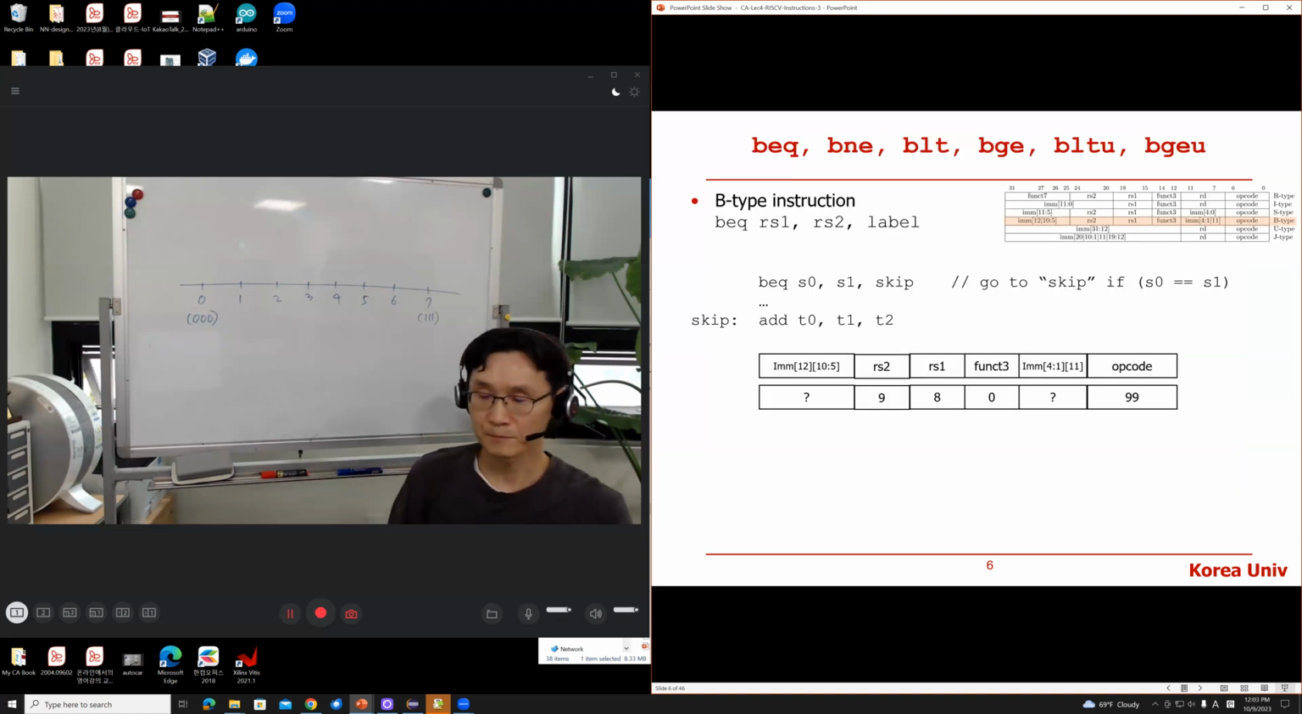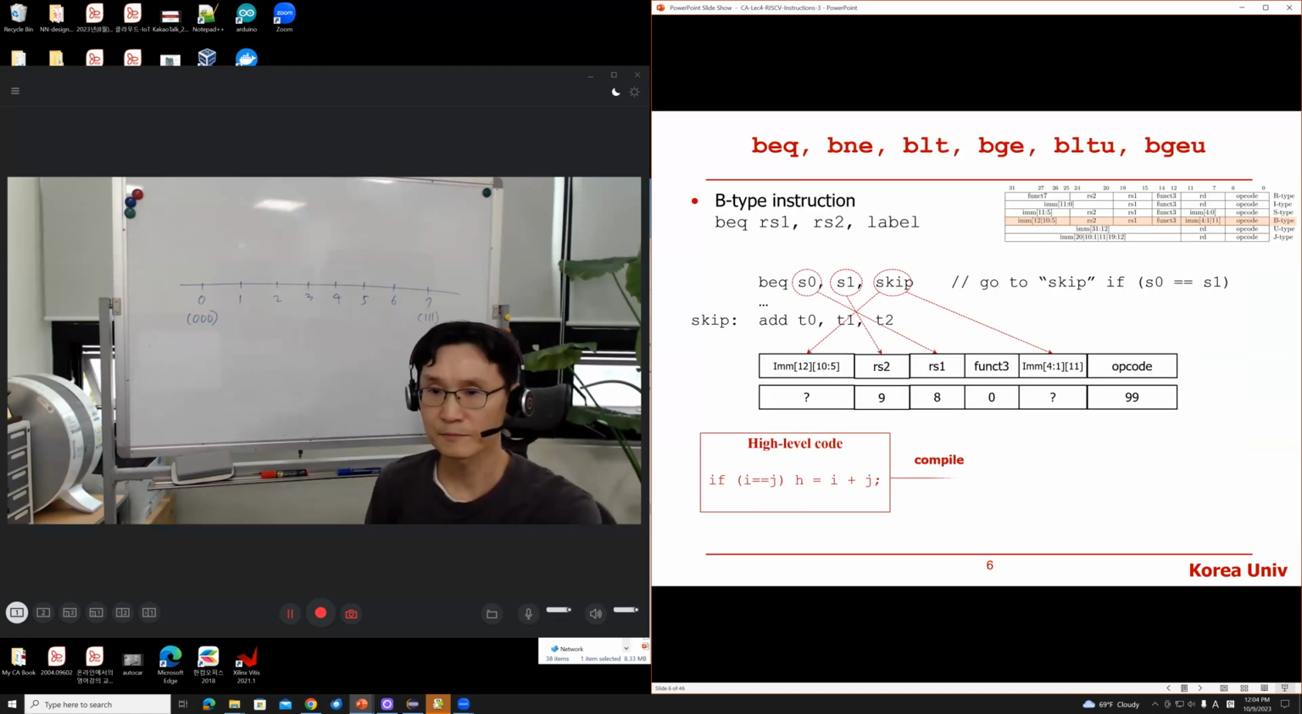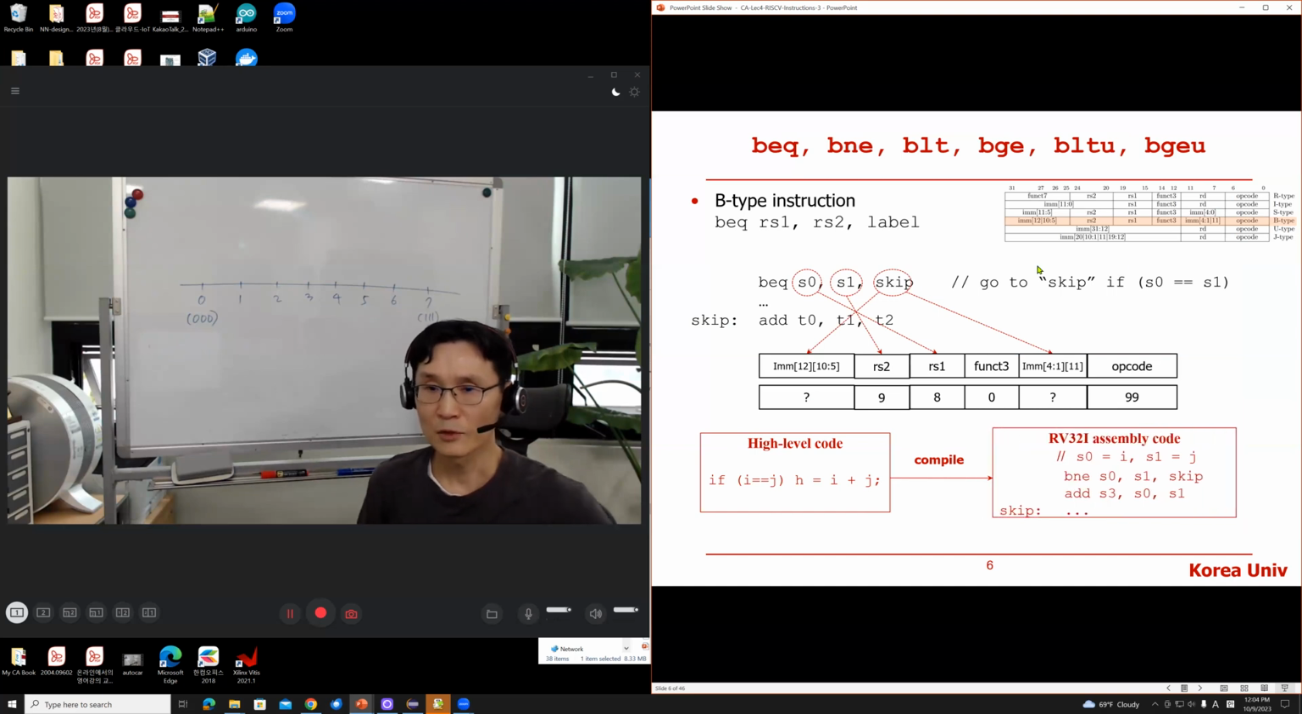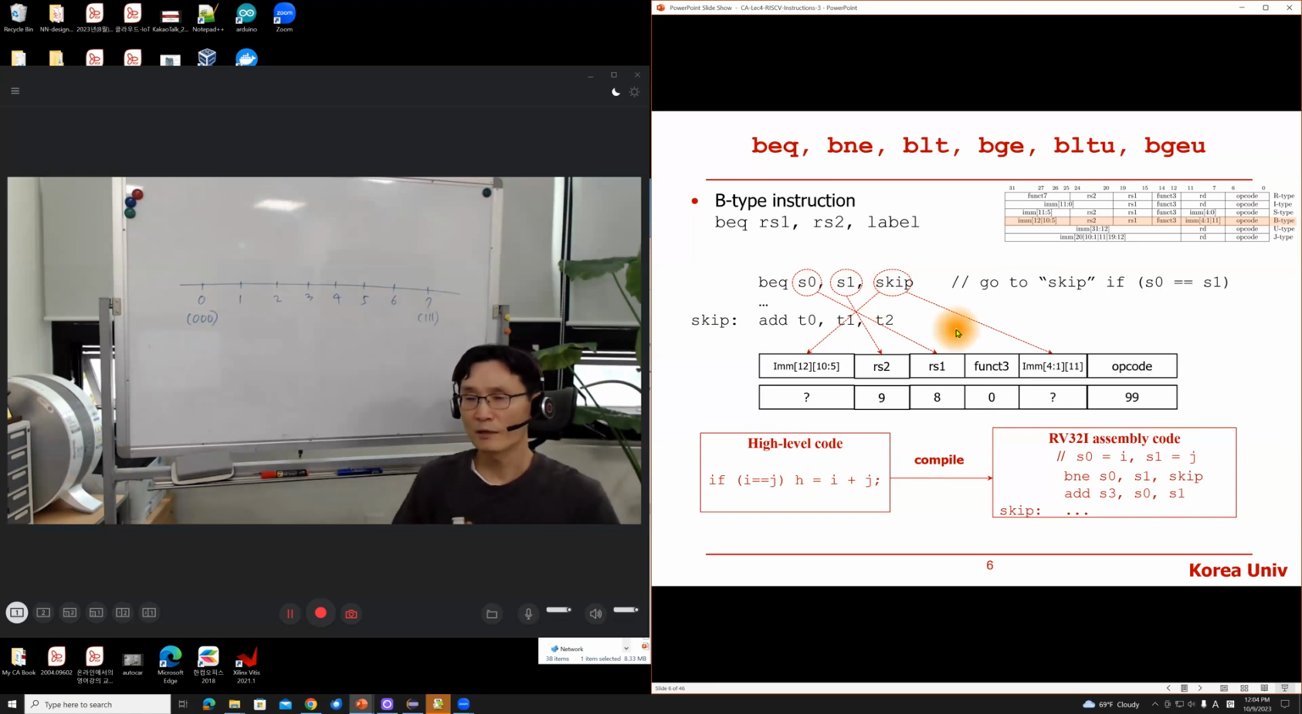So BEQ, taking this one as an example. You want to check equality. If these two are equal, then you want to branch to this label, skip. So skip the instructions between BEQ and add, and execute the addition instruction if the condition is satisfied, S0 is equal to S1. Taking this one as an example, what kind of operations do you have to do for executing this instruction?